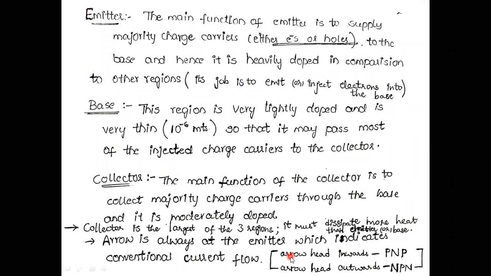We can differentiate whether the transistor is PNP type or NPN type depending upon the arrowhead indication. If the arrowhead is inwards, that is PNP type. If the arrowhead is outwards, that is NPN type.